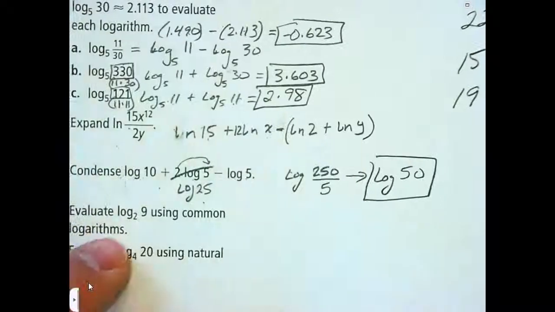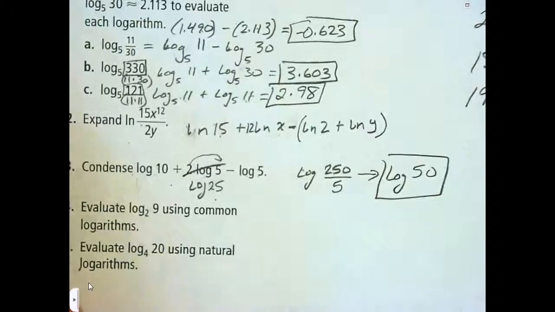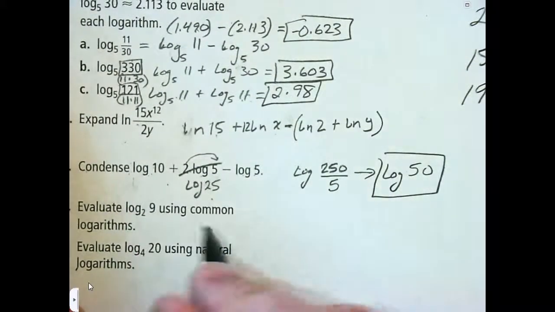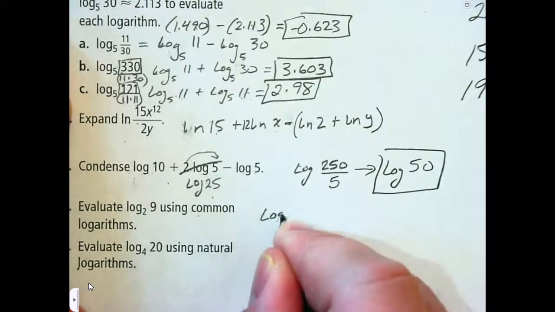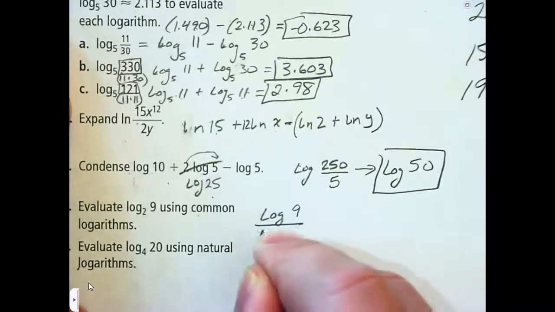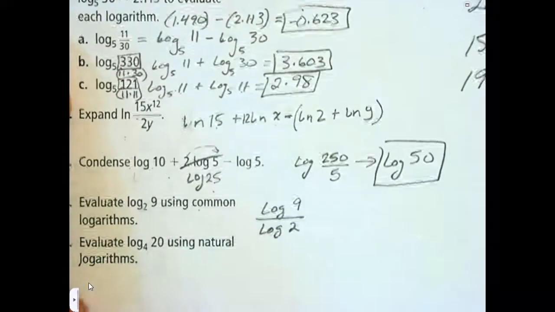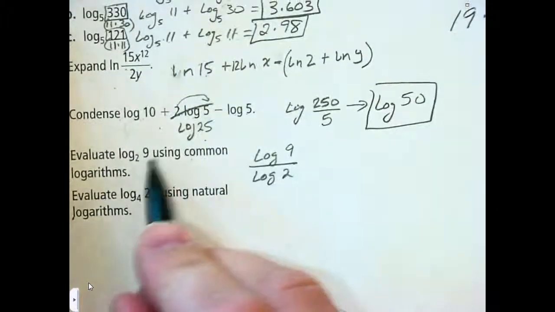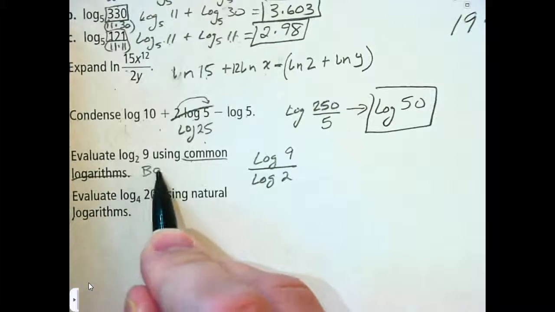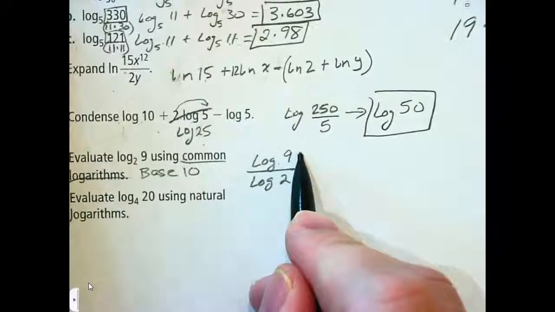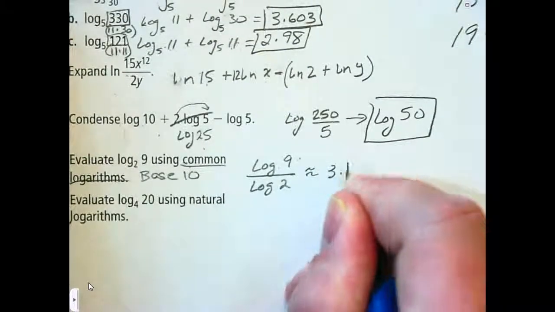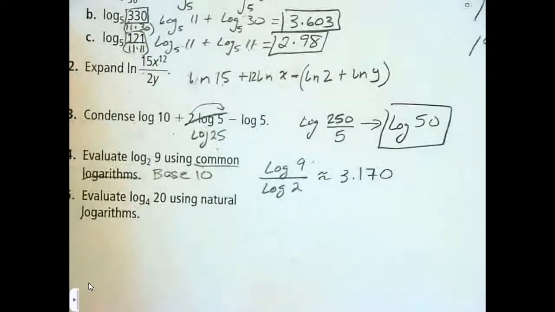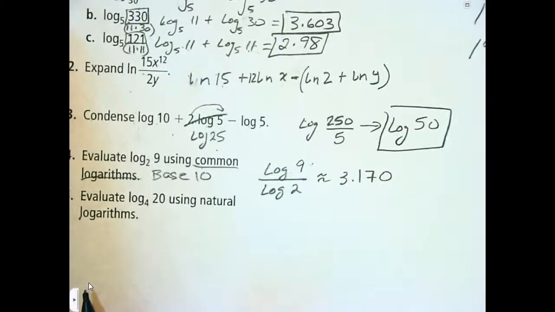Next one, evaluate log base 2 of 9 using common logs. Okay, that means, what's the common log? Common log is base 10, so we would write that using the change of base. So for those of you who are like, what in the world are they talking about? That's what they're talking about. So you make it the common log, or base 10. Okay, and then you put it in your calculator, you would end up with approximately 3.170.